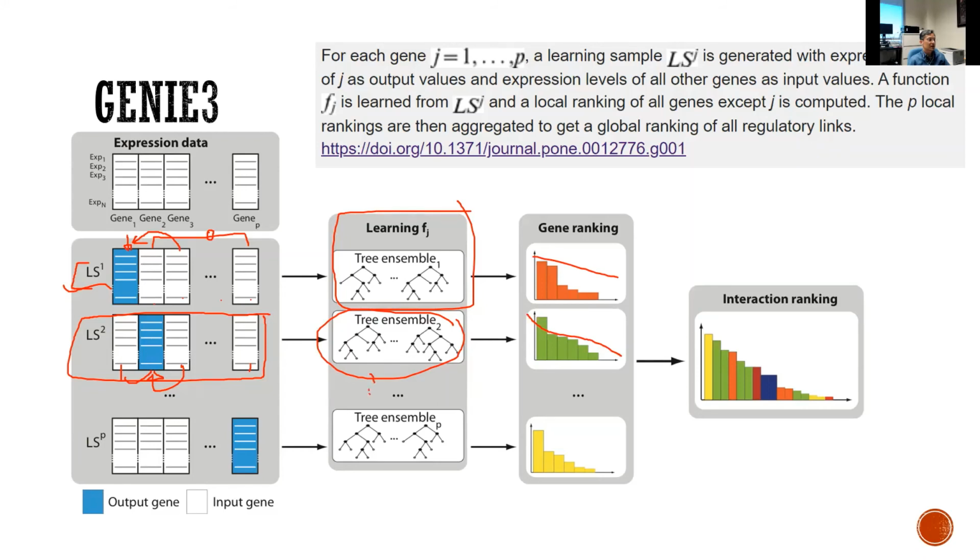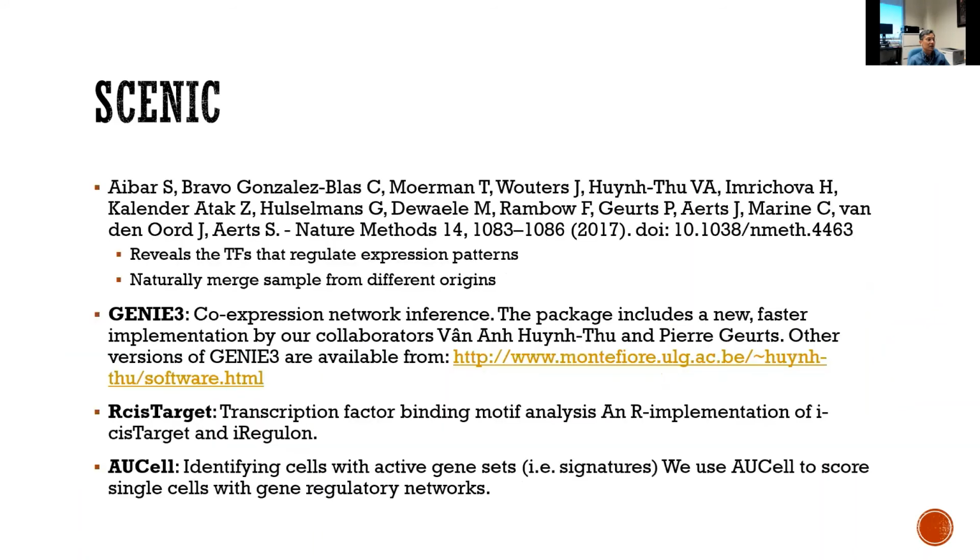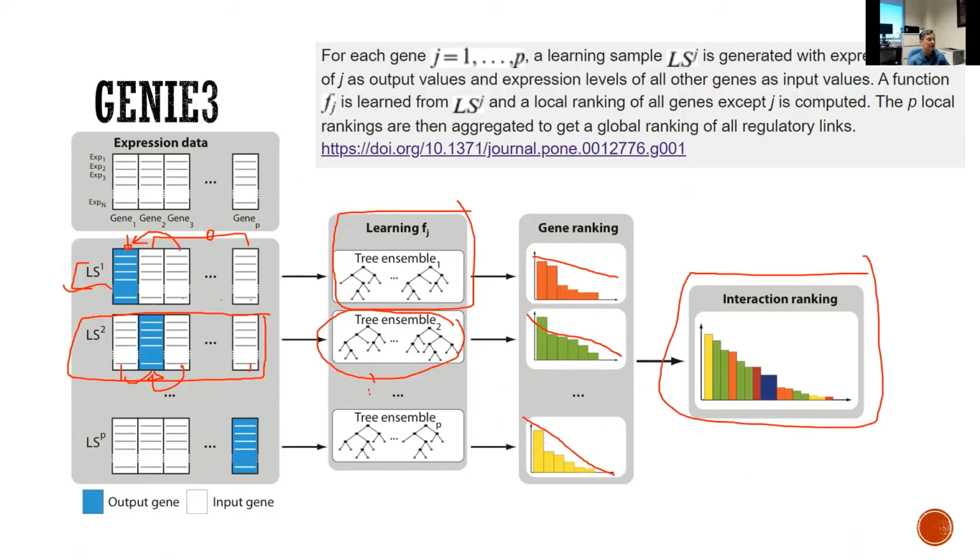So after you finish the loop for all the genes, N genes, you have an N profile of this. And then you integrate this gene rank profile of the prediction power for each gene. Then use this interaction ranking to construct the network. Okay, so this method eventually is based on the random forest, and this process is computationally intensive. So GENIE3 will take long to run.